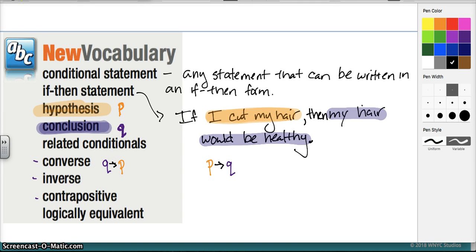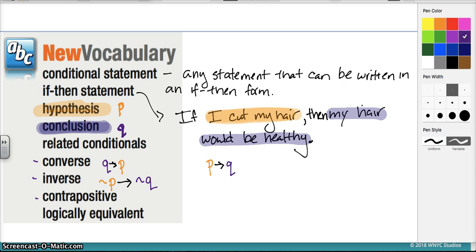The inverse statement keeps the PQ order, but it takes the negation of P to imply the negation of Q. So the opposite of P implies the opposite of Q. If I don't cut my hair, then my hair won't be healthy. The opposite of P and the opposite of Q are implying each other.